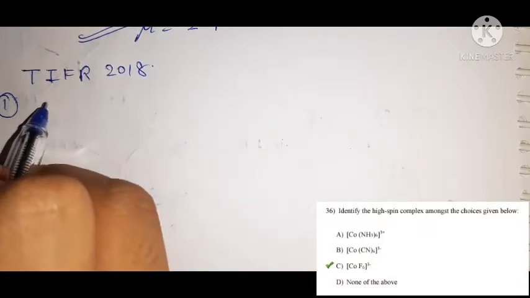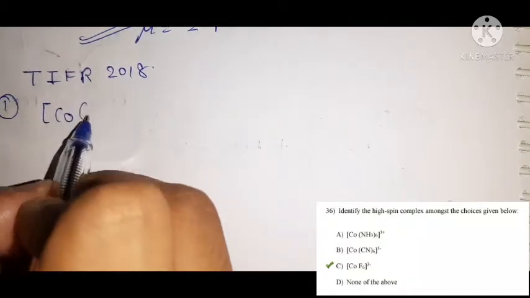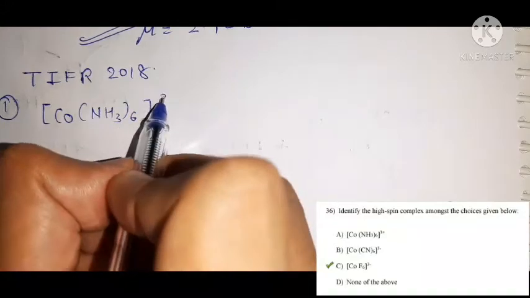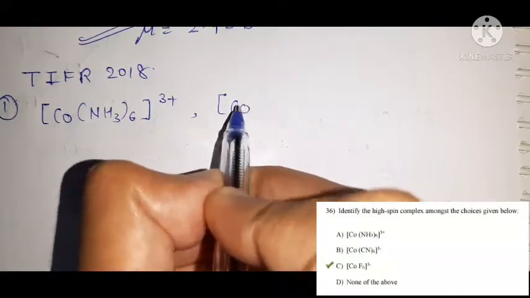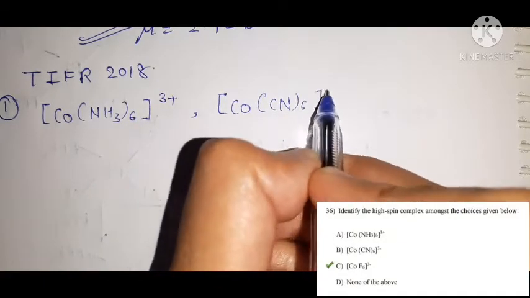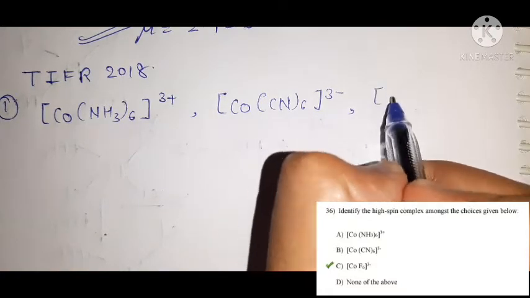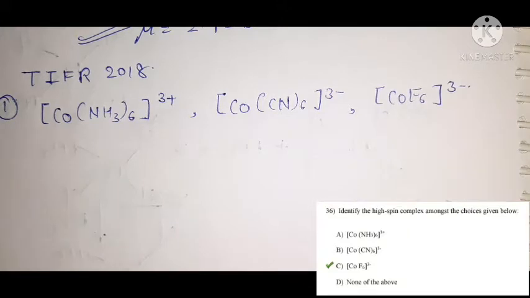Now we have 3 complexes. The first one is [Co(NH3)6]3+. The B complex is [Co(CN)6]3-, and the C complex is [CoF6]3-. Okay, you must find the high spin complex amongst them.